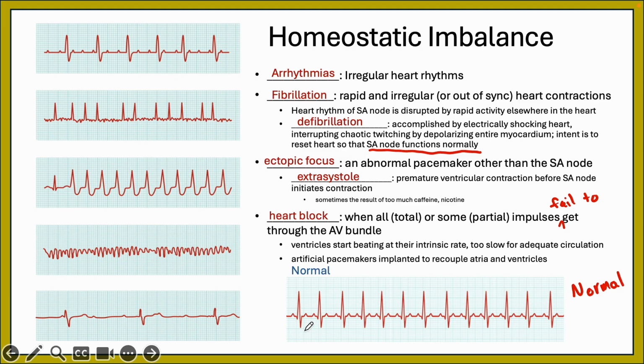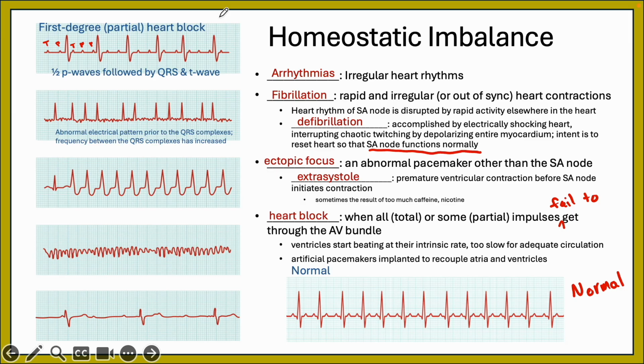So as I mentioned, this is normal down here. Up here, you have a first-degree partial heart block. If you look at this, you'll notice that you have your T and P waves on some of them, but for some of them, you have a P wave that's not followed by a QRS complex, but by another P wave. So about half the P waves are going to be followed by the QRS complex and the T wave, and half of them are not. That represents a first degree or partial heart block.